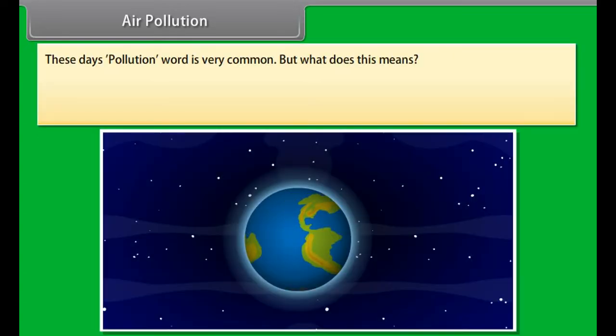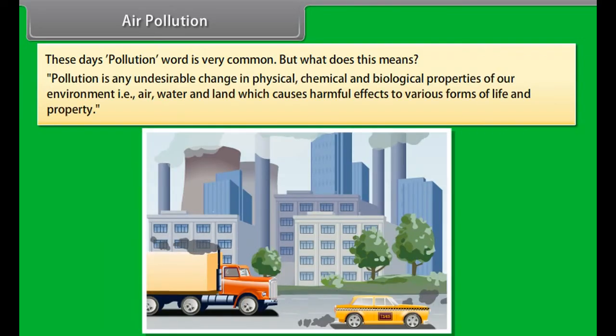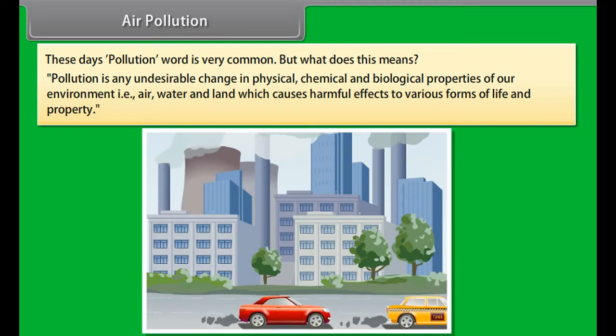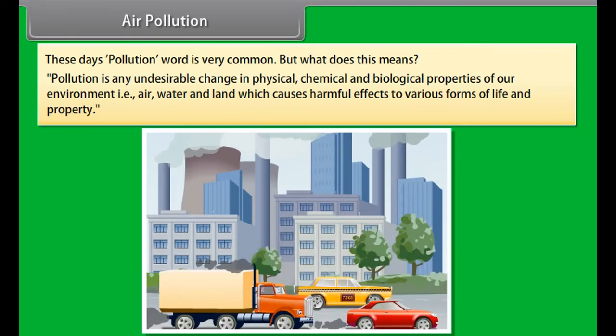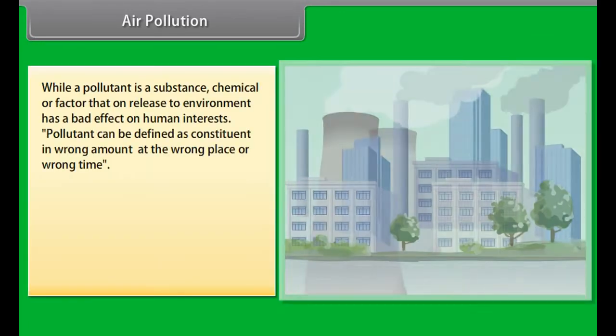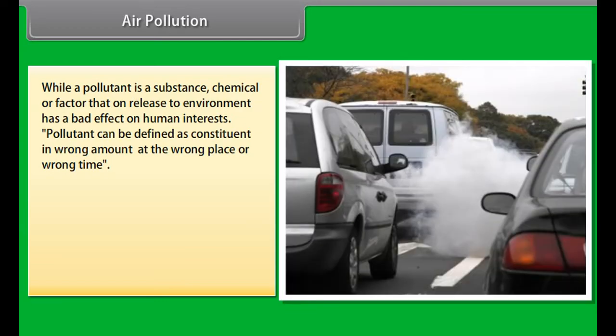Air pollution. These days, the word pollution is very common. But what does this mean? Let me tell you. Pollution is any undesirable change in physical, chemical, and biological properties of our environment, that is, air, water, and land, which causes harmful effects to various forms of life and property. While a pollutant is a substance, chemical or factor that on release to the environment has a bad effect on human interests.